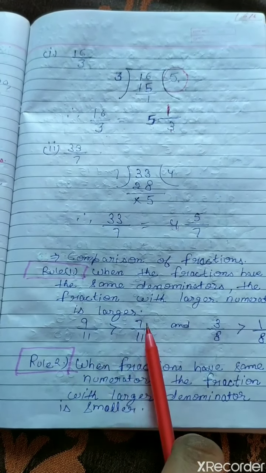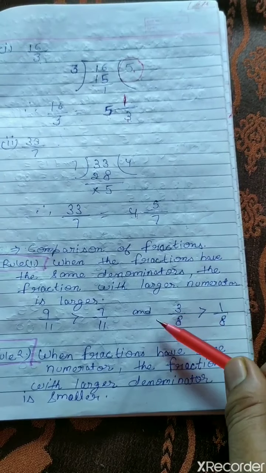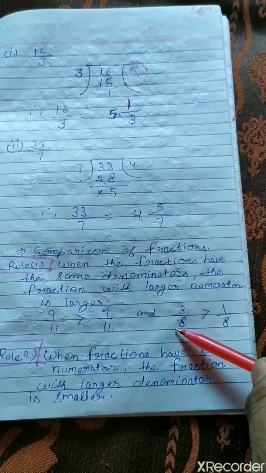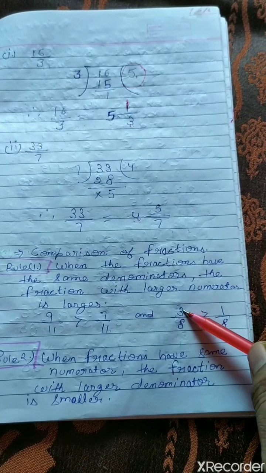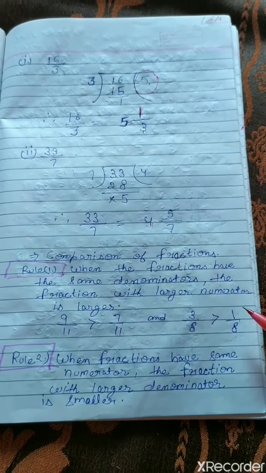Here 9 is greater than 7, then 9 by 11 is greater than 7 by 11. Then here the denominators are 8. Denominators are the same, here also 8, here also 8. Then only compare the numerators. 3 is greater than 1, so 3 by 8 is greater than 1 by 8.